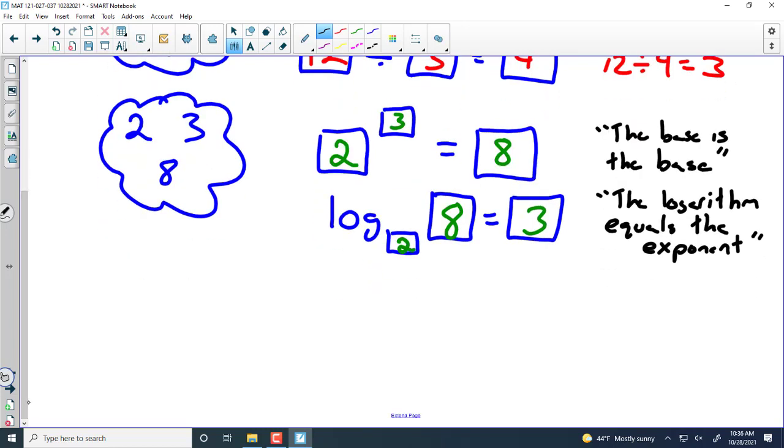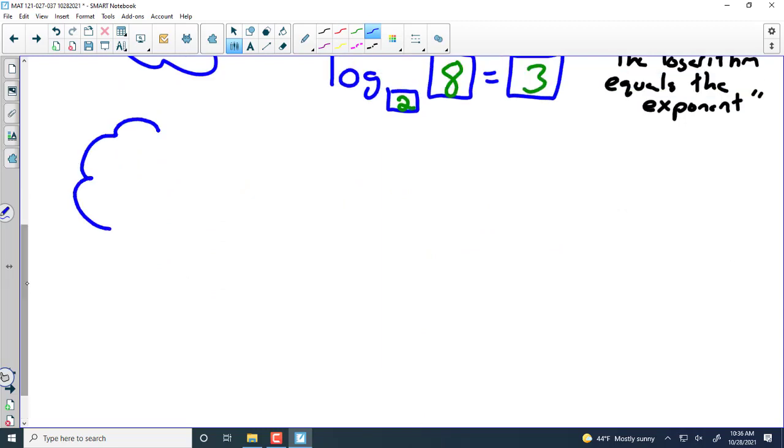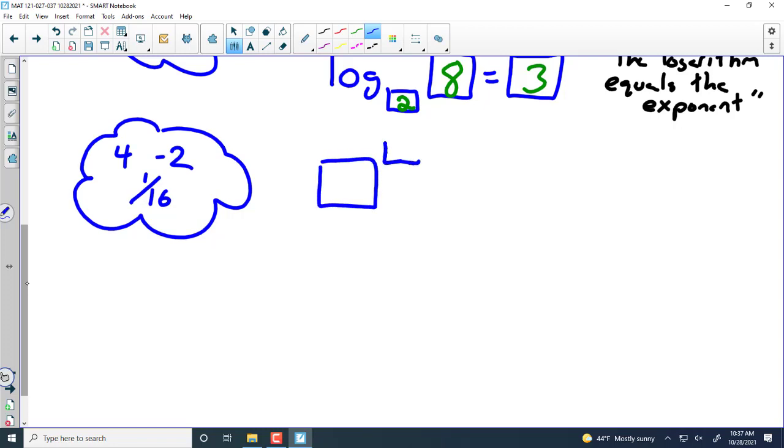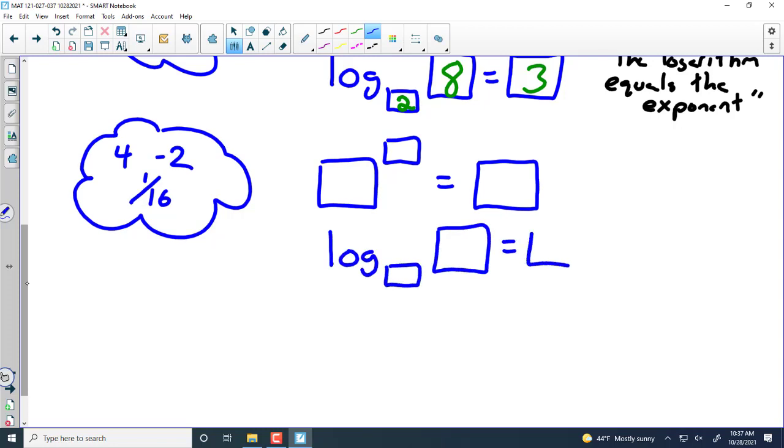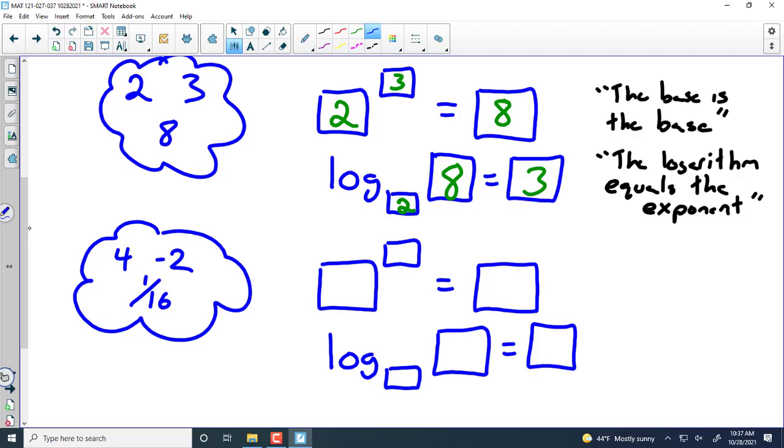So, everyone on your own, without anyone saying out loud what it is, I want you to do this game again, but I want you to do it with 4, -2, and 1/16. So go ahead and write both an exponential statement and write a logarithmic statement using those three numbers. And if you're stuck, remember, whatever you use for a base, you have to use as a base in both places. And remember, the logarithm is equal to the exponent. So go ahead and write those on your own, on your paper, before anyone has a chance to shout them out and stop you thinking, especially me.